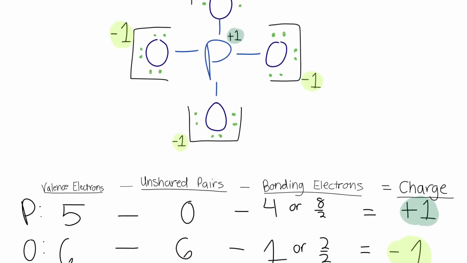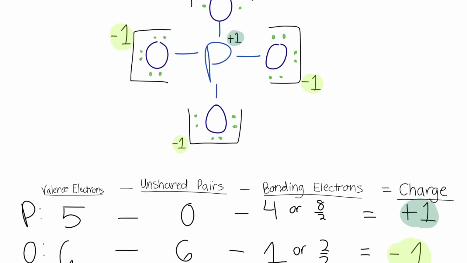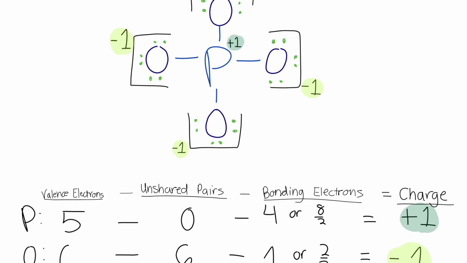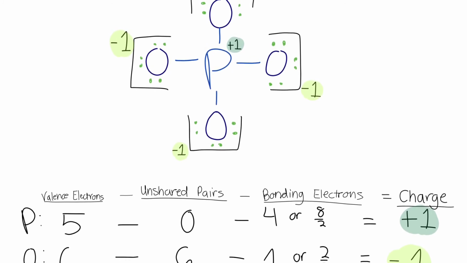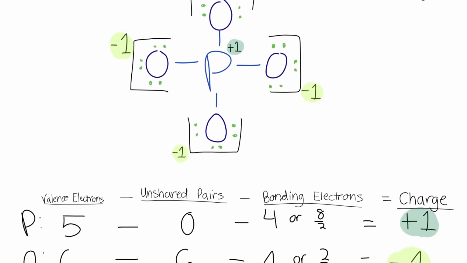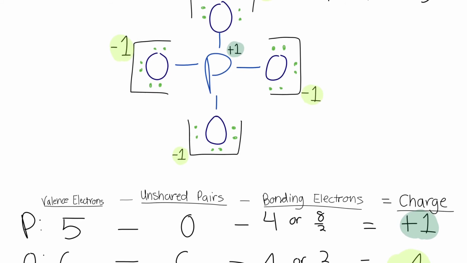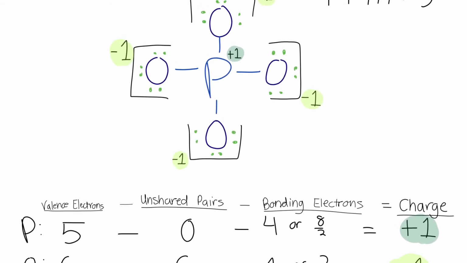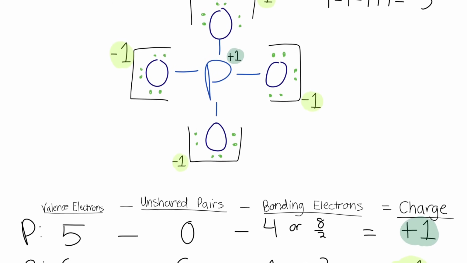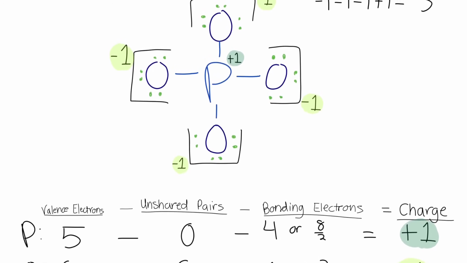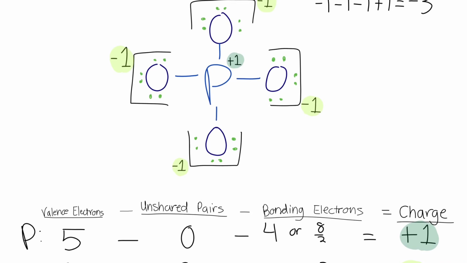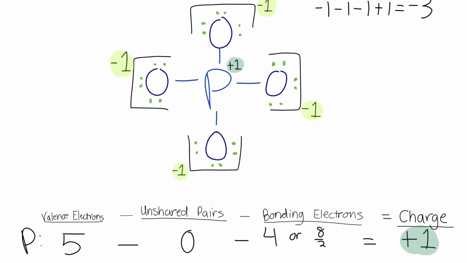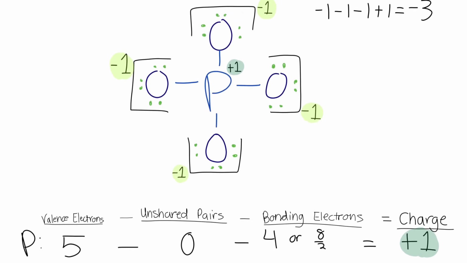There are 6 valence electrons in oxygen and 6 unshared pairs in oxygen. 6 minus 6 gives you 0, and then 0 minus 1 is -1, giving oxygen a charge of -1. There are 4 oxygen atoms and 1 phosphorus atom in this molecule. When combining -1, -1, -1, and +1 together, you get -3. This is the reason why it is PO4-3.